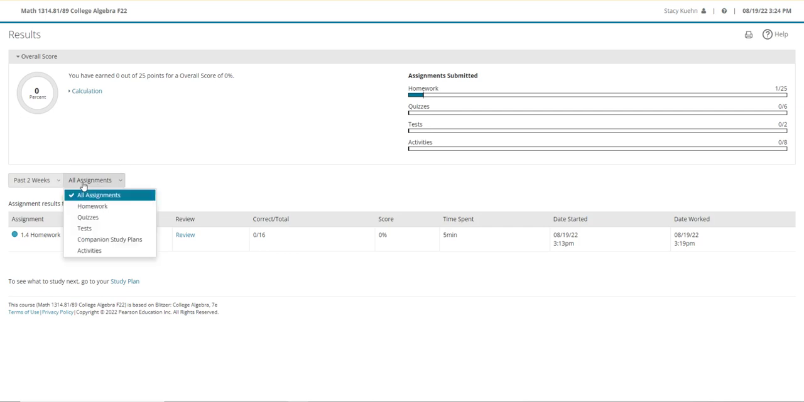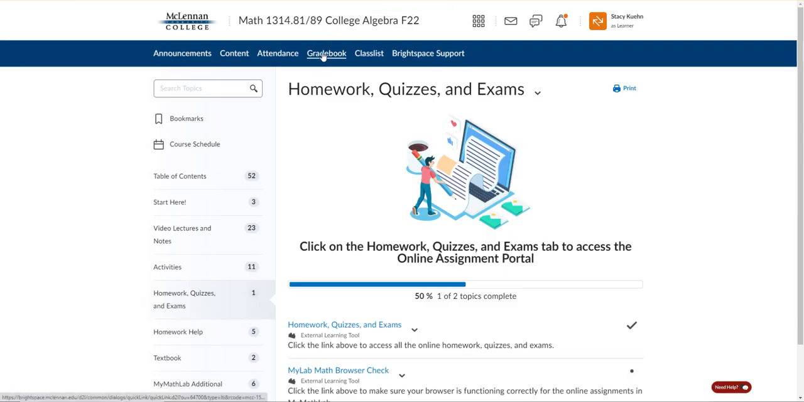And you can look at it for all the assignments. And once you open the window up, you can navigate all of that information here. So the gradebook link here is the official gradebook for the course. And so now you know how to go to the homework, quizzes, and exams, and you know how to access the gradebook.